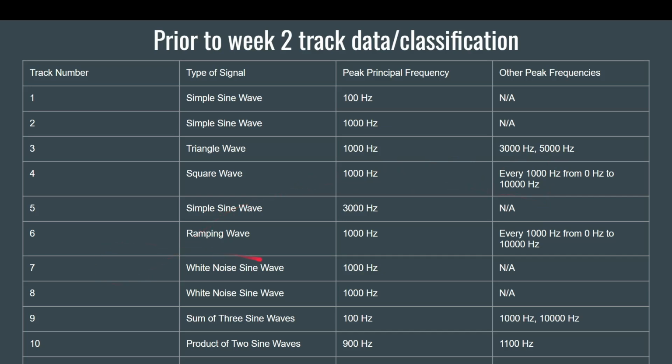And these both had lots of peak frequencies that kept repeating in intervals of 1,000. Moving on, tracks 7 and 8 are both white noise sine waves, but track 8 was significantly noisier than track 7, meaning that there was more white noise with track 8 than track 7.